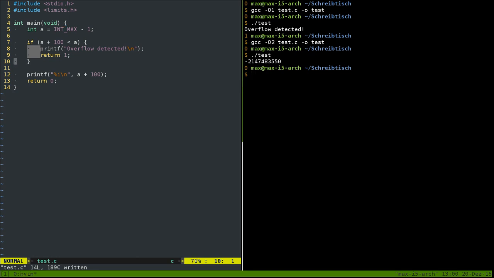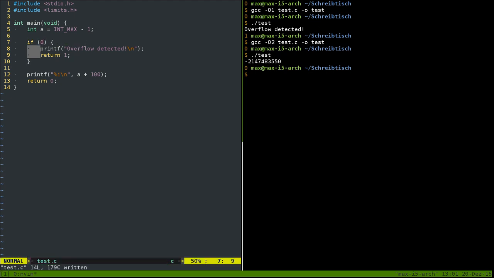I'm the compiler now, and I look at this condition and see, well, a plus 100, mathematically speaking, is always bigger than a. So why even bother checking this? Because it's always false, right? There's only the one case that this condition isn't false, namely when an overflow occurs. But the overflow is undefined behavior, so the compiler can do whatever it wants. So it says, well, when it's undefined behavior, I'm just ignoring this case and treating this like it simply is always false. So 0 in C.